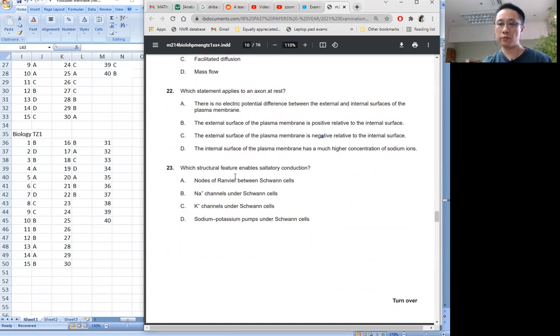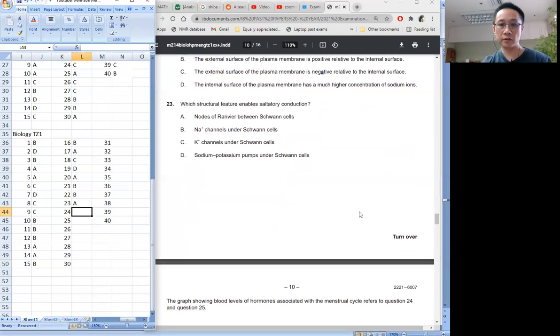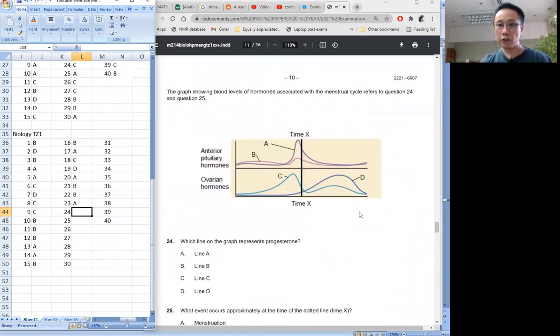That's referring to the nodes of Ranvier between myelinated sections. Should just be A. And the Schwann cells are the ones that have the myelin. But within these myelinated axon sections, the action potential is super fast. At the nodes of Ranvier, that's where all the membrane proteins act in order to maintain a sufficiently high sodium ion concentration. Okay, 24 is the menstrual cycle, which line on the graph represents progesterone.